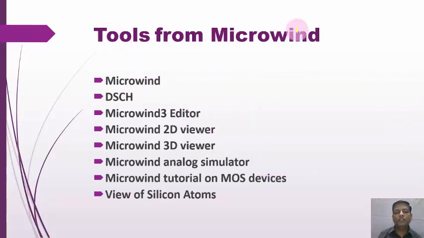Then tools from Microwind. What are the tools available from Microwind? First Microwind, then DSCH, that is design schematic, then Microwind 3 editor, then Microwind 2D viewer, then Microwind 3D viewer, then Microwind analog simulator, Microwind tutorial on MOS devices, and view of silicon atoms. So these are the tools from Microwind which are available with the software.